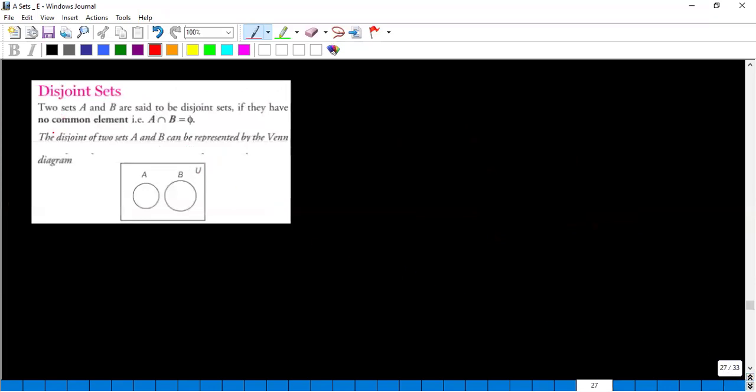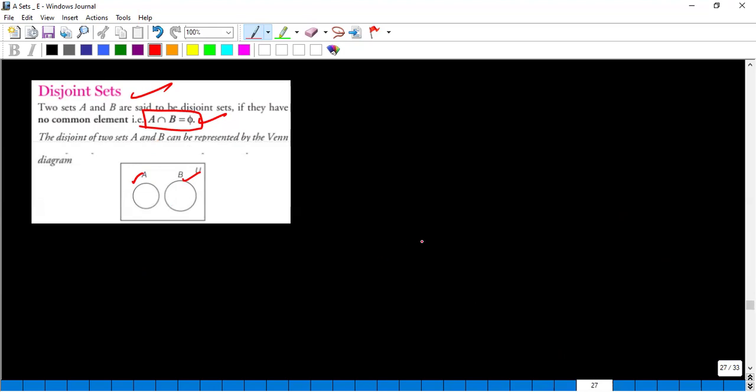Disjoint sets. Disjoint means there is no connection between them. That means there are no common elements between them. You just observe that set A is not mixing with set B. This type of sets are known as disjoint sets. And A intersection B is always phi for disjoint sets.